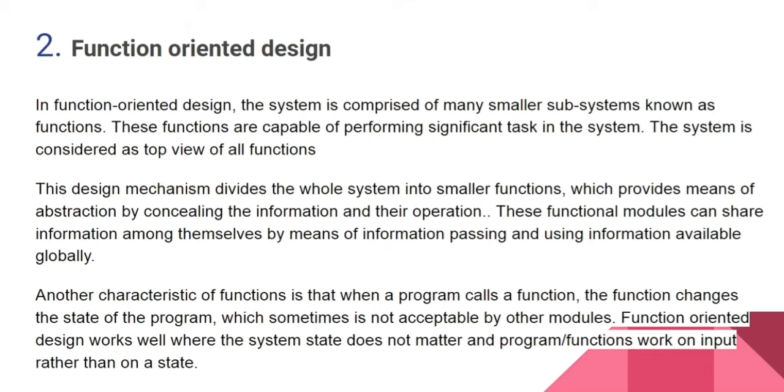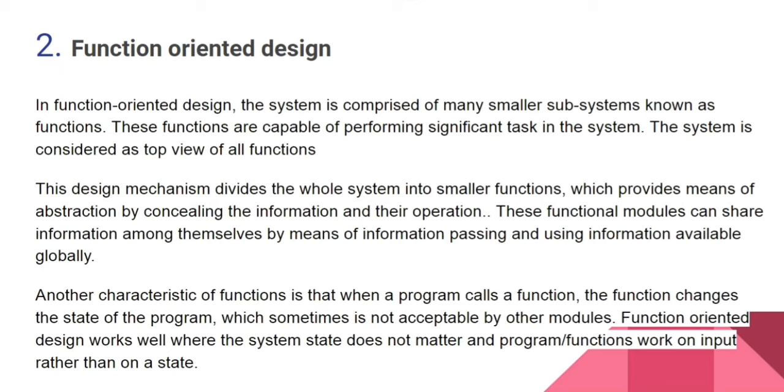Now we have the second one, function-oriented design. In function-oriented design, the system is comprised of many smaller subsystems known as functions. These functions are capable of performing significant tasks in the system. The system is considered as a top view of all functions. This design mechanism divides the whole system into smaller functions, which provide a means of abstraction by concealing information and through communication among these functions. These function modules can share information among themselves by means of information passing and using information available globally.